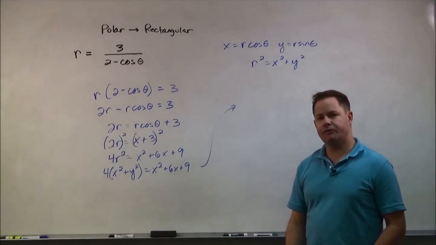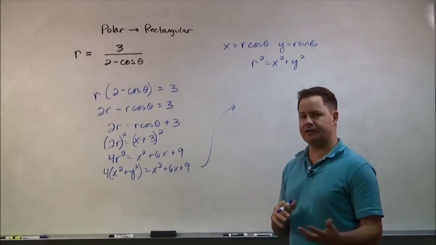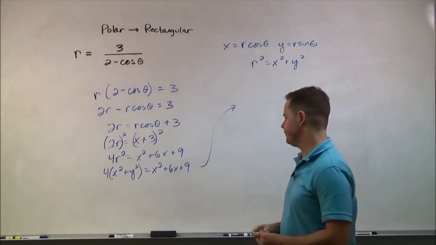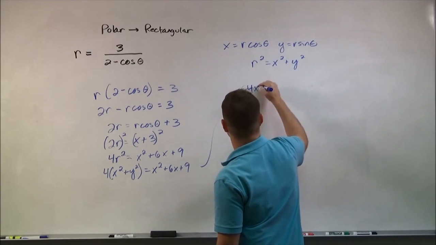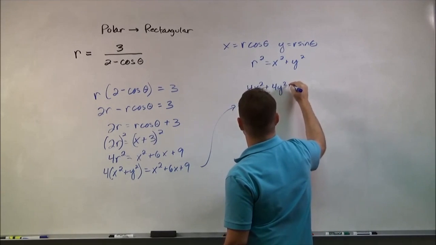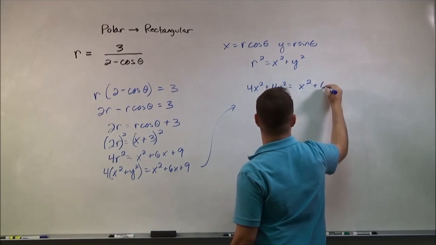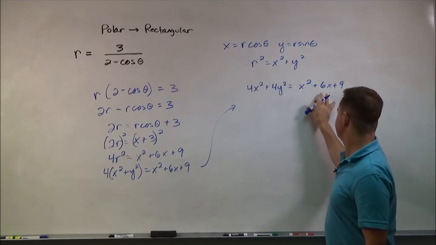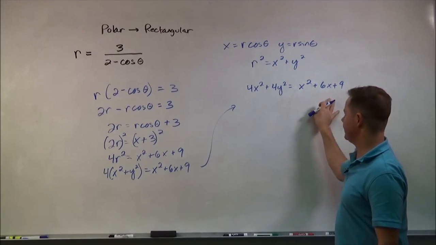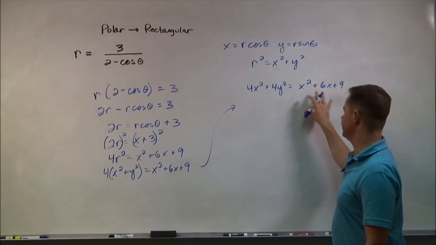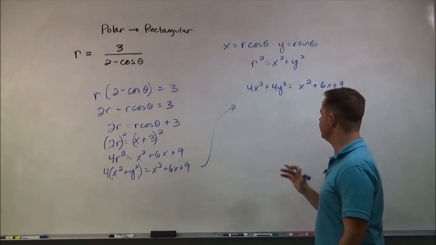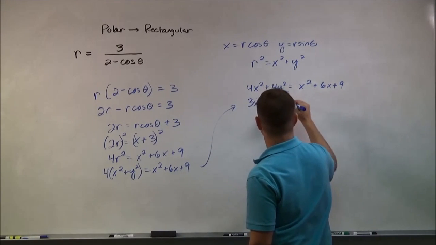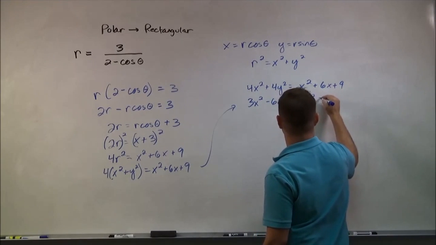From there, we can distribute the 4, and depending on what you're asked to do or how much you have to simplify for the problem, we can rearrange this accordingly. So I'll show a few steps of that. But here, it's just the simplification process that we're now going through. So we'd have x squared plus 6x plus 9. And if we were to try to find an expression by bringing all of our values to the other side and using completing the square, then we would combine like terms and subtract the x squared. We'd have 3x squared minus 6x plus 4y squared equals 9.